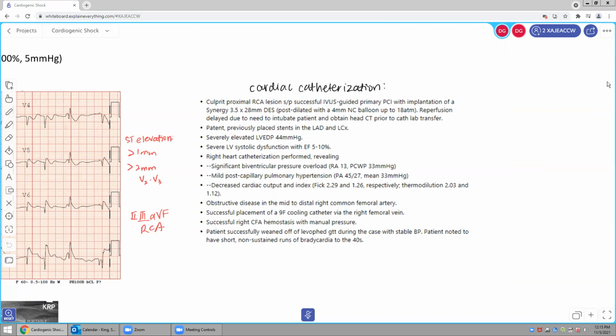And then notably, this patient had prior stents in his LAD and left circumflex. So again, we didn't know anything about this patient, but he clearly has had coronary disease before. His left ventricular end diastolic pressure is severely elevated at 44. What's normal?